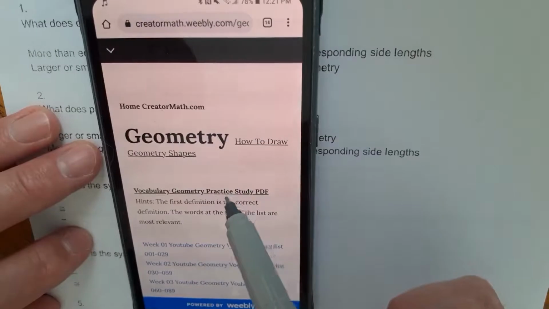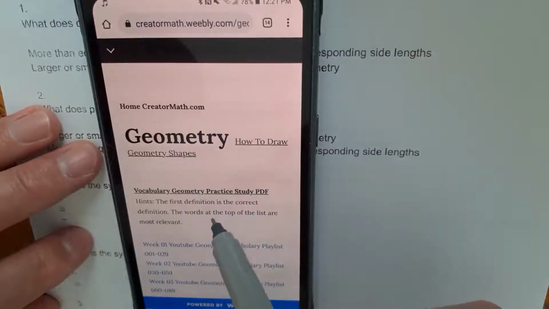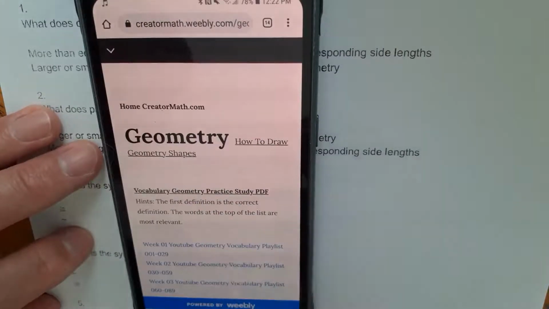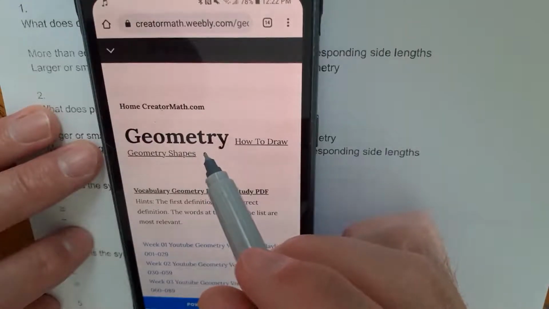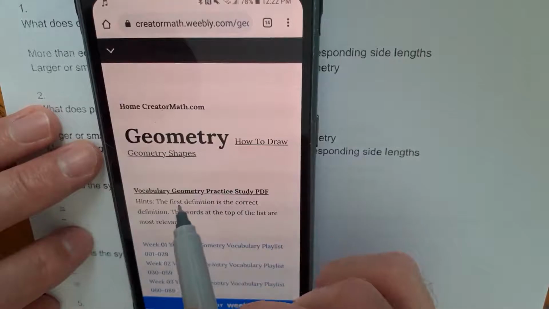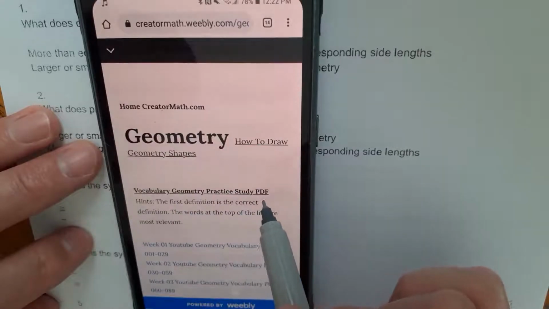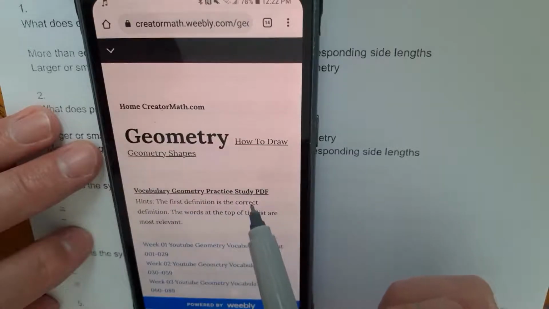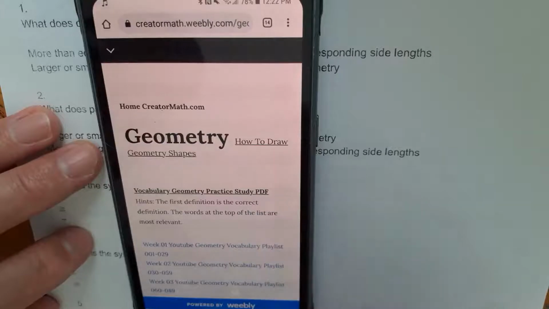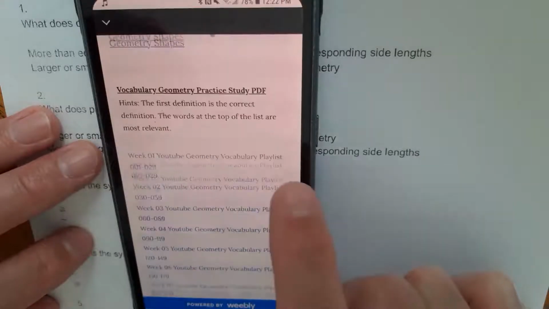So now I'm going to the Geometry tab. All of the notes, video lessons, problem sets and vocabulary are under the tab of the course you're in, in this case, Geometry. Here's the Vocabulary Geometry Practice Study PDF. This has every geometry word we use for the entire school year, and it is searchable. You just have to Google how to search a PDF on whatever device you're working on. It's a little bit different for each device.